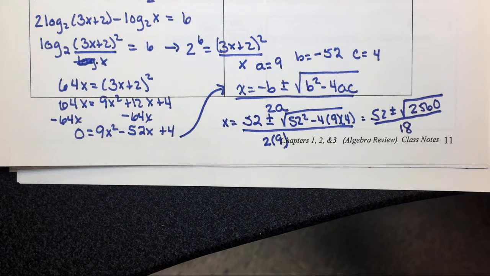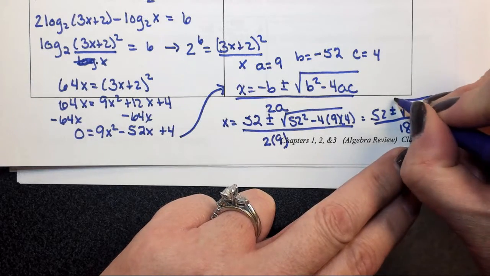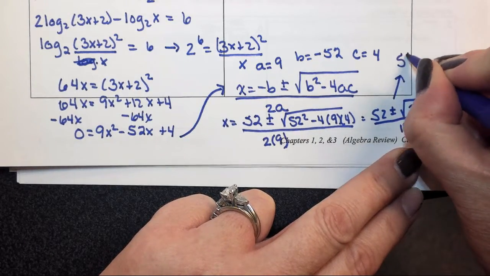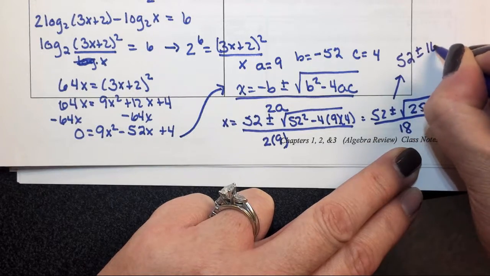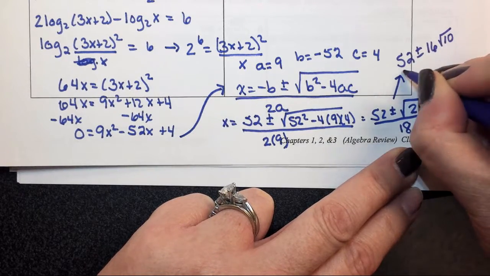256 is a perfect square staring you in the face. The square root of 256 is 16, so I can reduce this now. 52 plus or minus 16 times the square root of 10, all over 2.